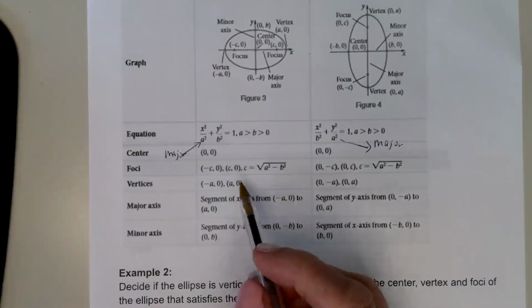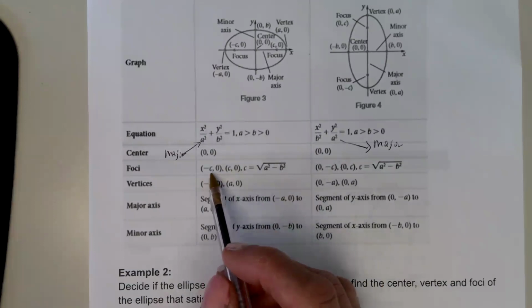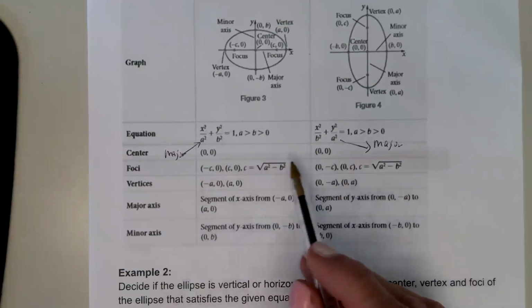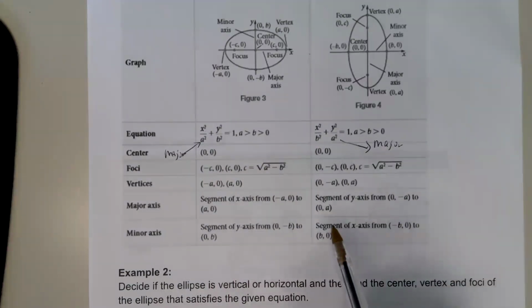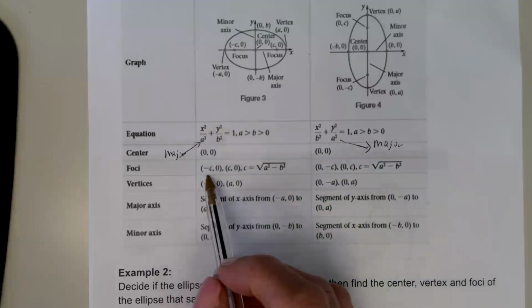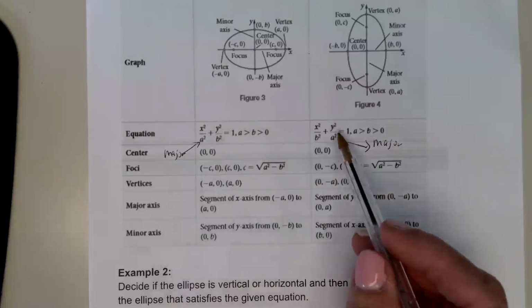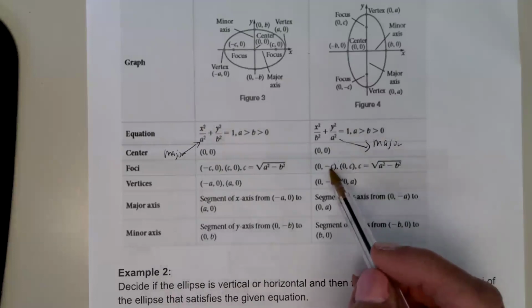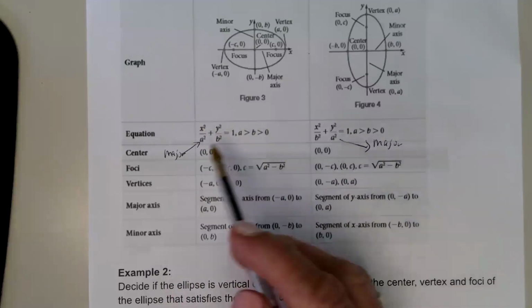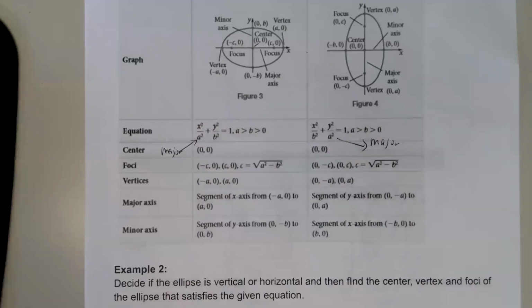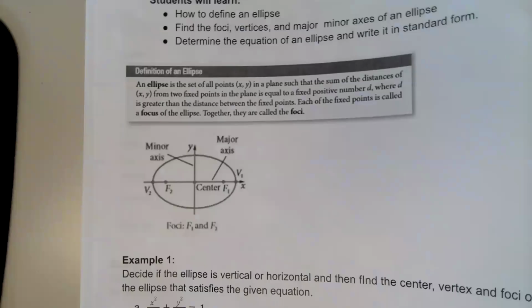And then the foci are based on plus and minus c, and c can be found by taking the square root of the difference of a squared minus b squared. That calculation is the same both ways. When x is your major axis, your foci are going to be in the x coordinate. When y is your major axis, c is going to be in your y coordinate. And the same with your a: your vertices will be on the major axis in both.